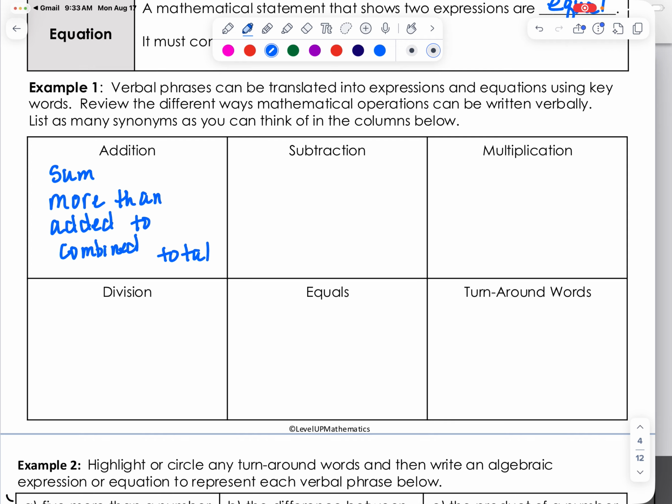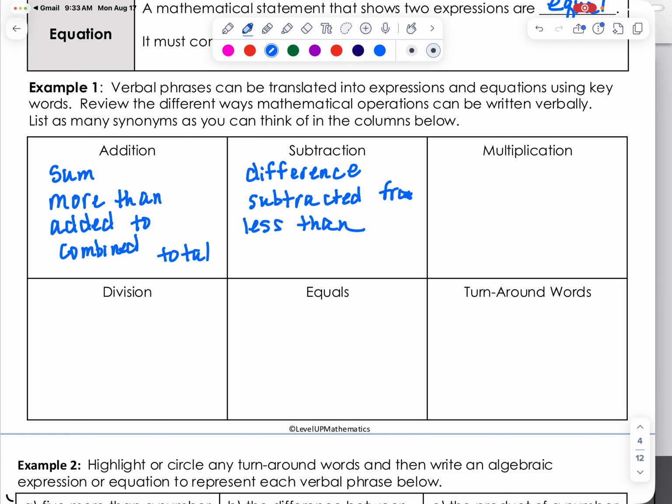Now, let's talk about subtraction. For subtraction, I think of the word difference. The difference of 10 and 8 is 2. Difference. Let's see. We could just say subtracted from. Let's see. Less than. Excuse me, I spelled difference wrong.